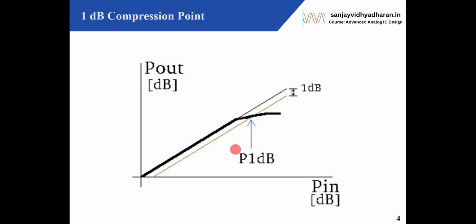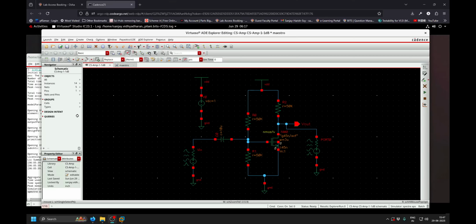So let's discuss some of the circuits first, and then we'll discuss three variations of the circuits, and then we will plot the 1 dB compression point for all those three circuits. Now to do the 1 dB compression point, I have removed the source and put a port here, and I have also connected a port at the output.